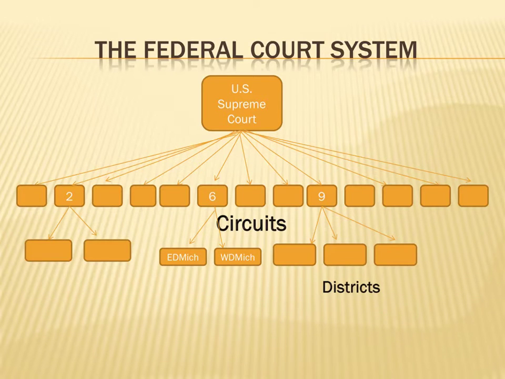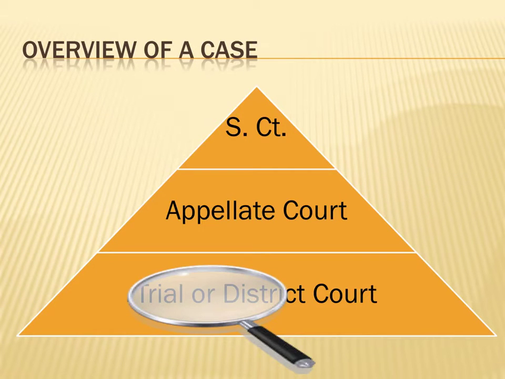Here you can see the federal court system. This is the chart from a previous podcast. At the bottom level, you see the district courts. In the middle, you see the circuit courts, and then finally the U.S. Supreme Court. You see here a pyramid with the trial or district court on the bottom, the appellate court in the middle, and the Supreme Court at the top. Essentially, this can be for either a state court system or a federal court system.